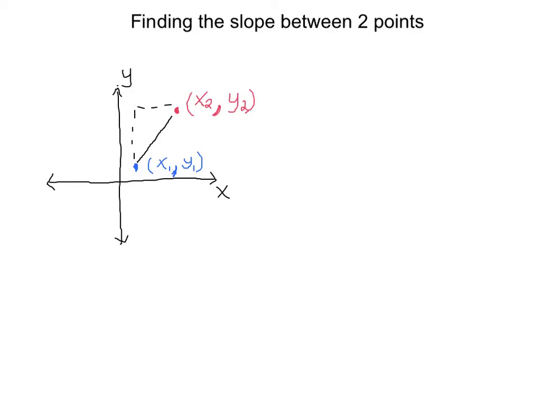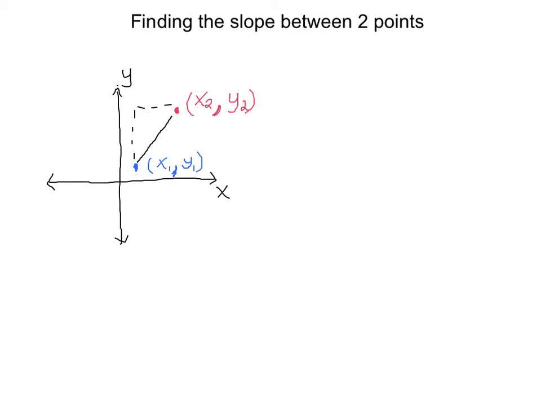Okay, in this video we're going to try and find the slope between 2 points. So for example, let's say we have two arbitrary points. The first one is this blue one, which has coordinates x1 and y1. The second point is this red point, and it has coordinates x2, y2.